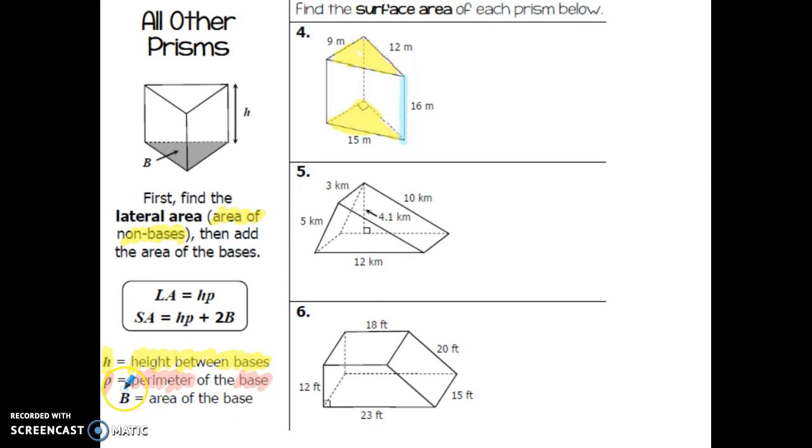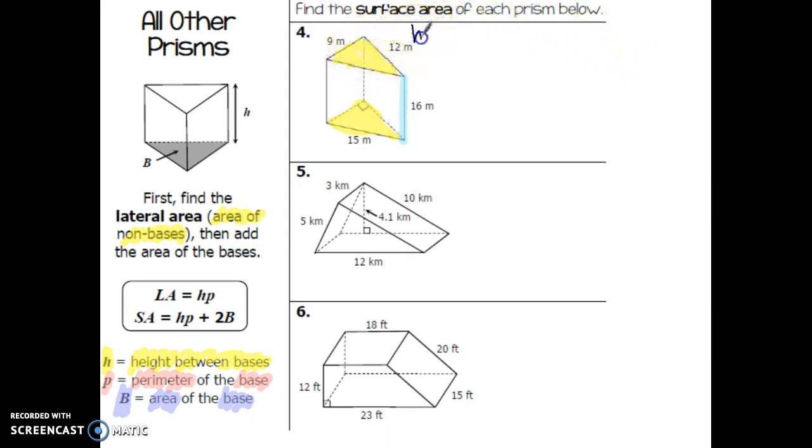And then we also have a capital B. This is different from our small b. There's a capital B, and that is the area of the base. This is going to change depending on your type of prism. So you're going to need to find the area. That means you have different areas for different things. So for example, in number 4, I know that that is a triangle, so I'll be using a triangular area. But let's find all the other things first.